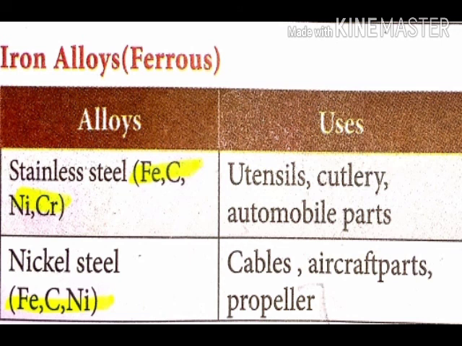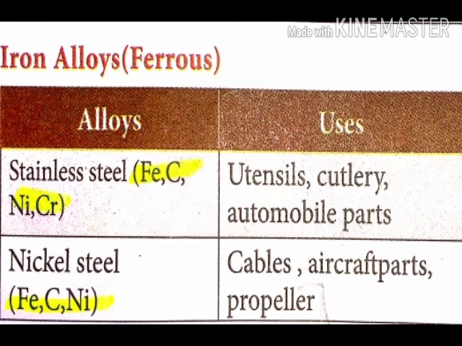Okay, the important alloy of iron is stainless steel because this is used for making utensils, cutlery and automobile parts. Okay, the second alloy of iron is nickel steel. Three elements are mixed, two metals and one non-metal. That's iron, carbon and nickel. So this is known as nickel steel. So this nickel steel is used for making cables, aircraft parts and propeller.